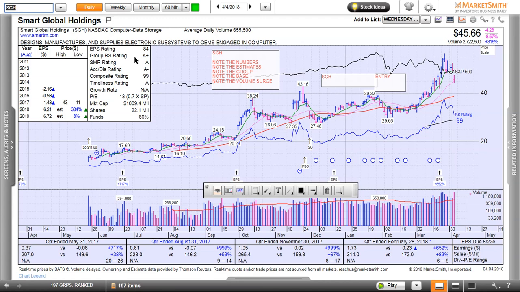Look at the group rank. Everything. Look at the clean and simple base. Look at the volume when it lifted off. Everything lined up perfectly. And yes, we're still in it. Sold some in its strength, we let it work. Leading groups, and then the leading stocks in those groups.